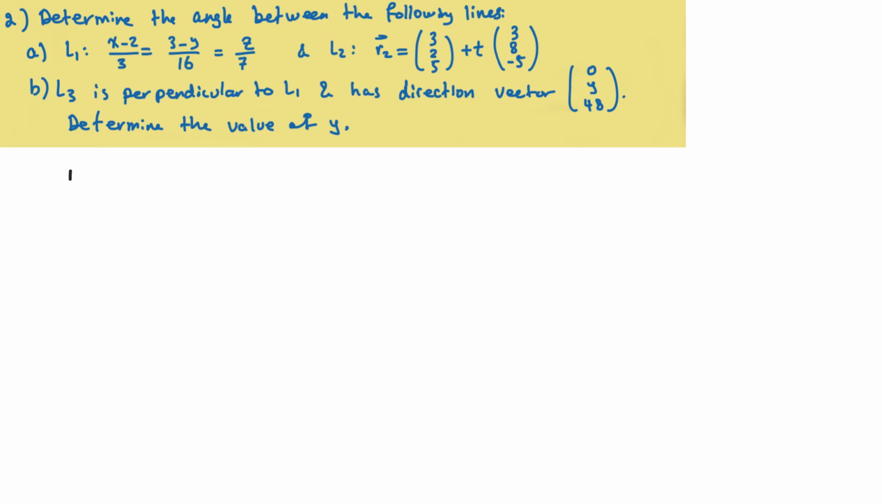So we need B1 and we need B2. B2 is easy. The direction vector is just here. So I'm going to use 3, 8, and -5. And for B1, we've got the proper format here. It's (x - 2)/3, so 3 is going to be the x component.